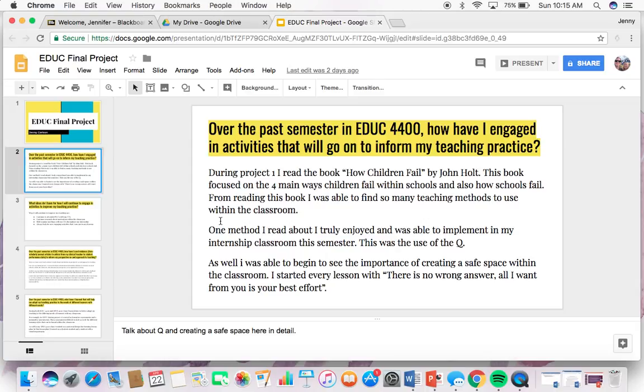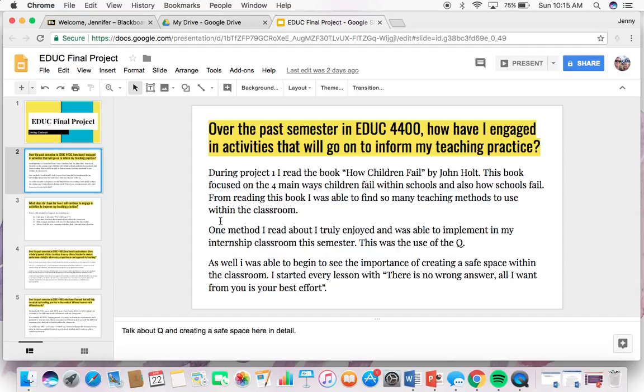During Project 1, I did a book review on the book How Children Fail by John Holt. And this book just focused on the 4 main ways children fail within schools, and then also how schools and teachers fail children. This book was written in narrative form, so John Holt wrote diary entries from observing and teaching his friend Bill Hull's 5th grade class. And because he was writing it in this way, I was able to find many teaching methods that I chose and want to implement in my future classroom, and a couple I implemented in my internship classroom.